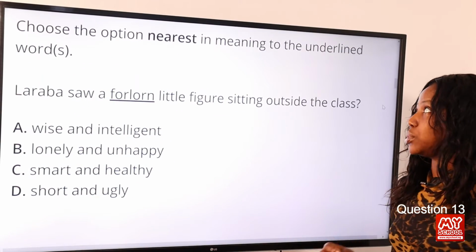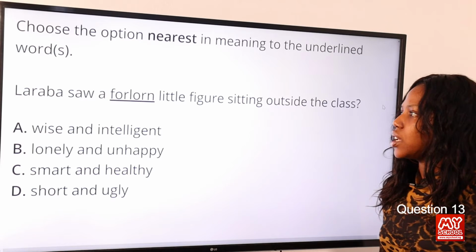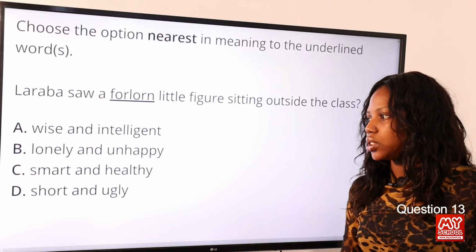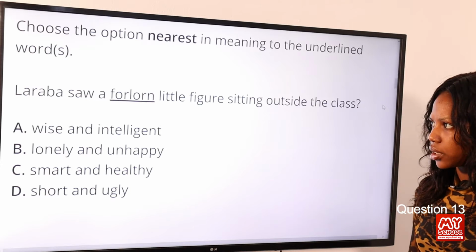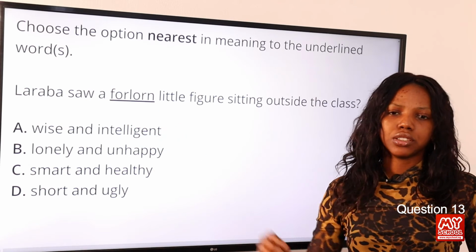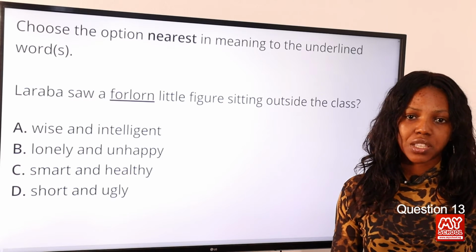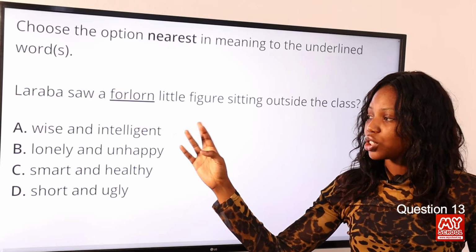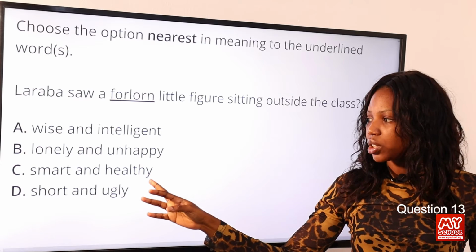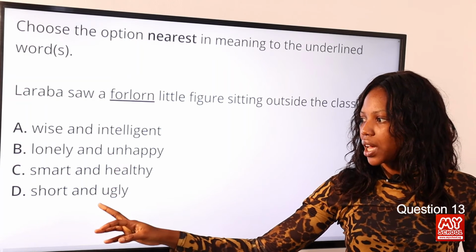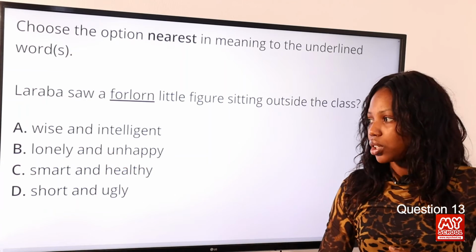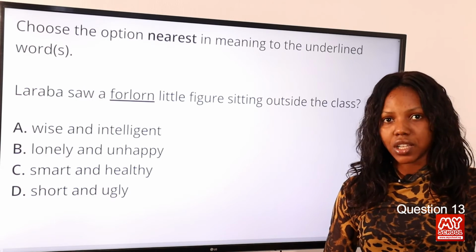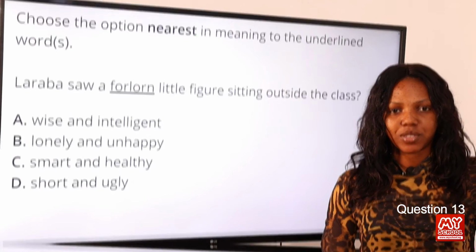Question 13. Choose the option nearest in meaning to the underlined word. Laraba saw a forlorn little figure sitting outside the class. Option A, wise and intelligent. Option B, lonely and unhappy. Option C, smart and healthy. Option D, short and ugly. Okay, the word on the line is forlorn, and it means to be sad, lonely, abandoned, pitiful. That's the meaning of the word. So it's a negative word. Okay, so let's look at the options. Option A is a combination of positive words. Option C is also positive words, smart and healthy. Then we have option B and D. From the definition, we conclude that option B is the answer to this question because it says lonely and unhappy, which is the meaning of the word forlorn. Option B, therefore, is the correct answer to this question.